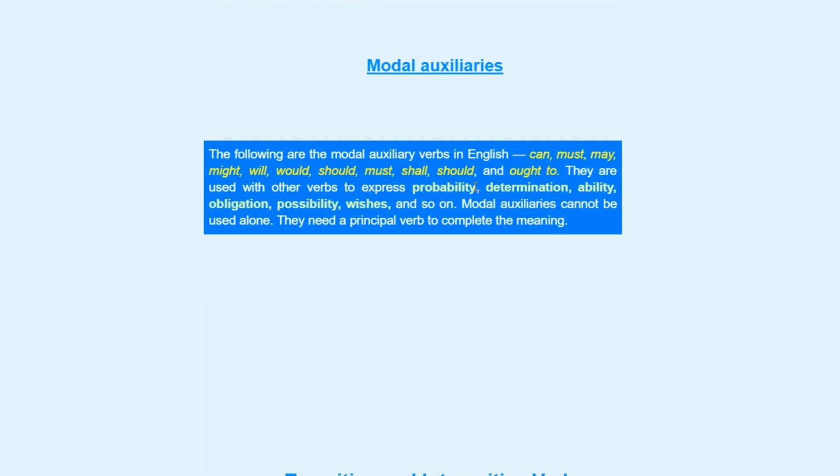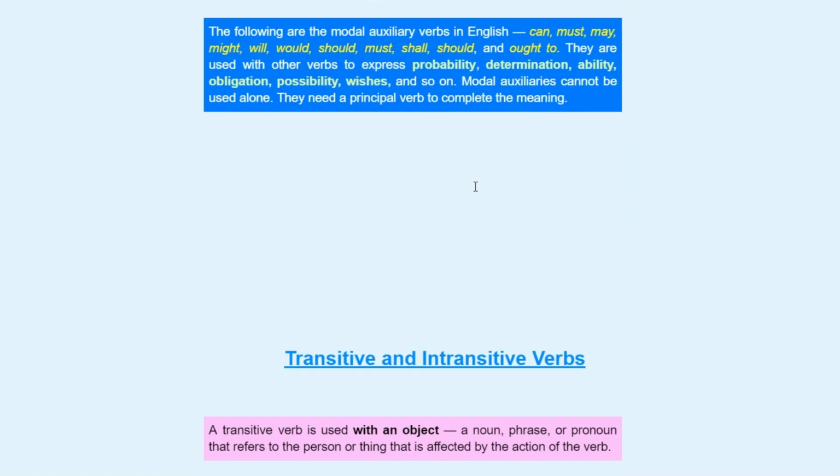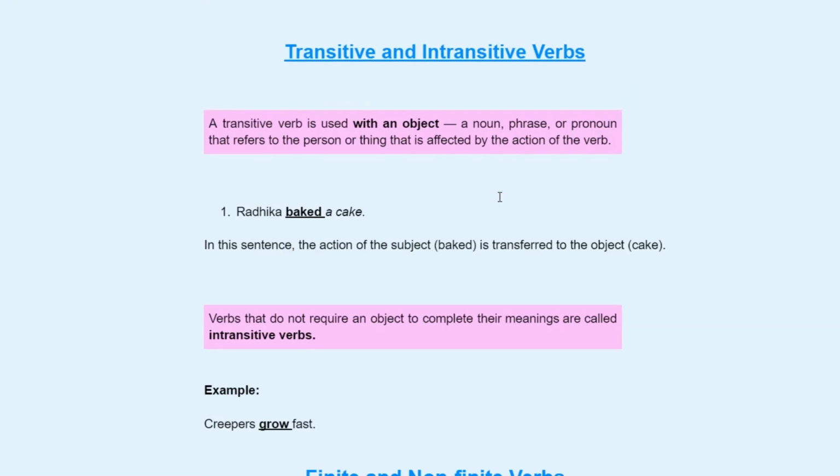Modal auxiliaries. The following are the modal auxiliary verbs in English: can, must, may, might, will, would, should, shall, and ought to. They are used with other verbs to express probability, determination, ability, obligation, possibility, wishes and so on. Modal auxiliaries cannot be used alone. They need a principal verb to complete the meaning.